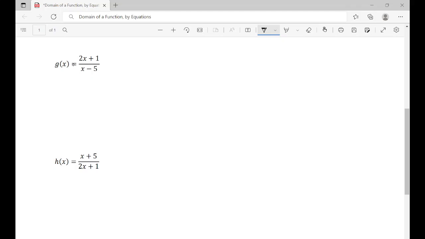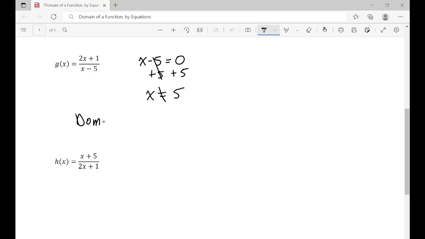Next we have g of x equals (2x plus 1) over (x minus 5). I don't really care about the 2x plus 1, I'm only focused on the bottom, x minus 5. I'm going to take that and set the denominator equal to 0, and then solve for x. So add 5 to both sides. x is going to equal 5, which means this value must be excluded from the domain.